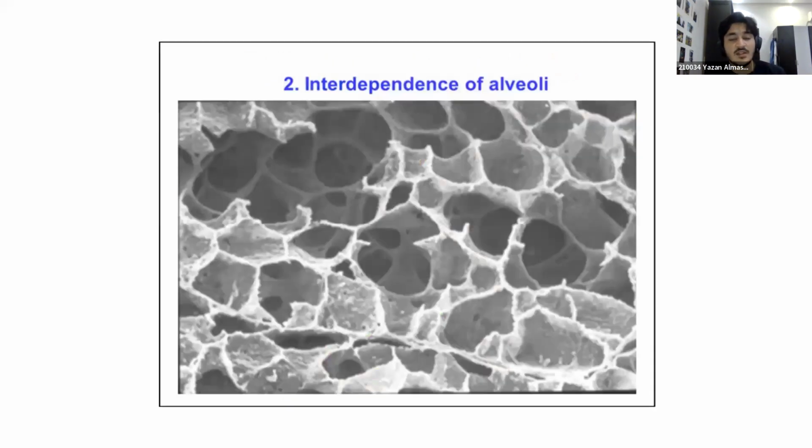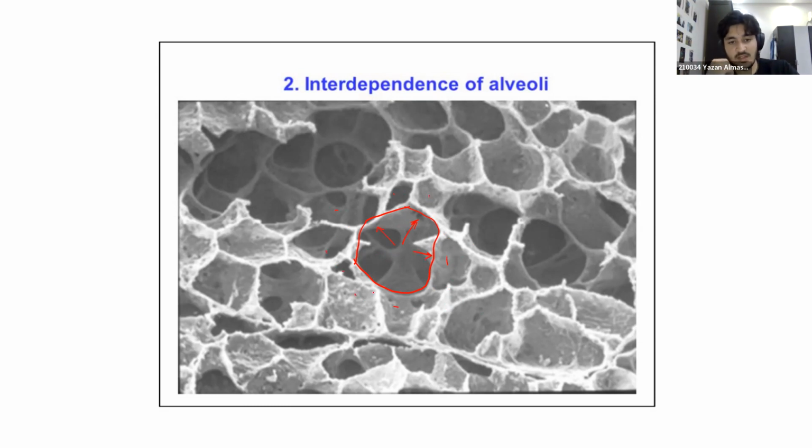Then we have something called interdependence of alveoli. So what is the interdependence of alveoli? It basically says that, let's take for example this alveolus. Let's say this alveolus decides that it wants to expand. Now, the issue is this alveolus is not alone. There are so many alveoli around it: 1, 2, 3, 4, 5, 6, 7, 8, and more.